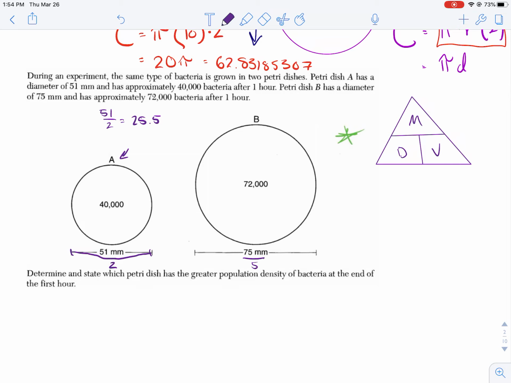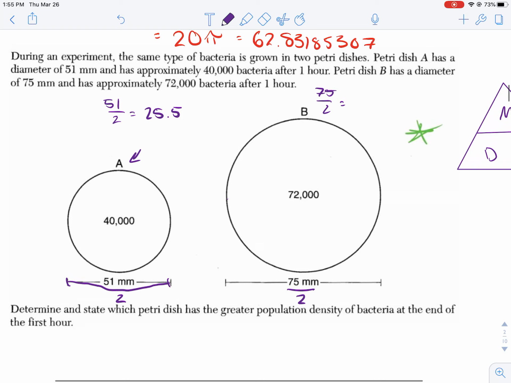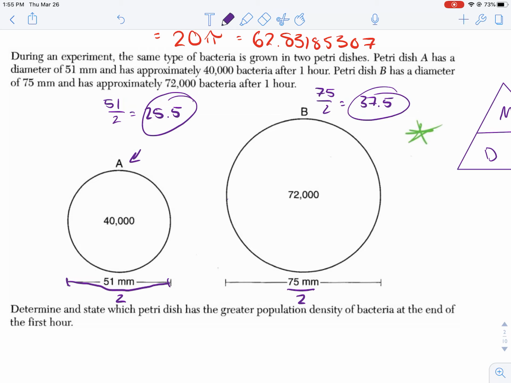I have to do the same thing with this one down here. Not 5, but 2, because we need the radius. We want this measure right here in order to find the area of our circle. So 75 divided by 2 gives you 37.5. So this is our radius for each circle.